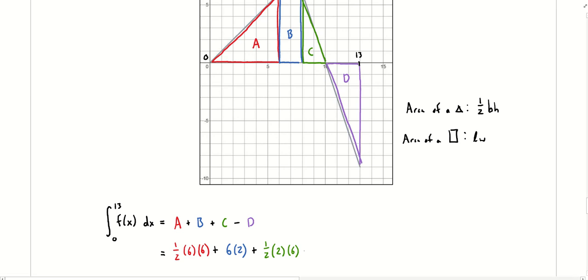And then I'm going to subtract from that the area for D, again because D is below the x-axis. D is another triangle, so that's going to be 1/2 times its base, which is 1, 2, 3, times its height, which looks like it goes down to 9.